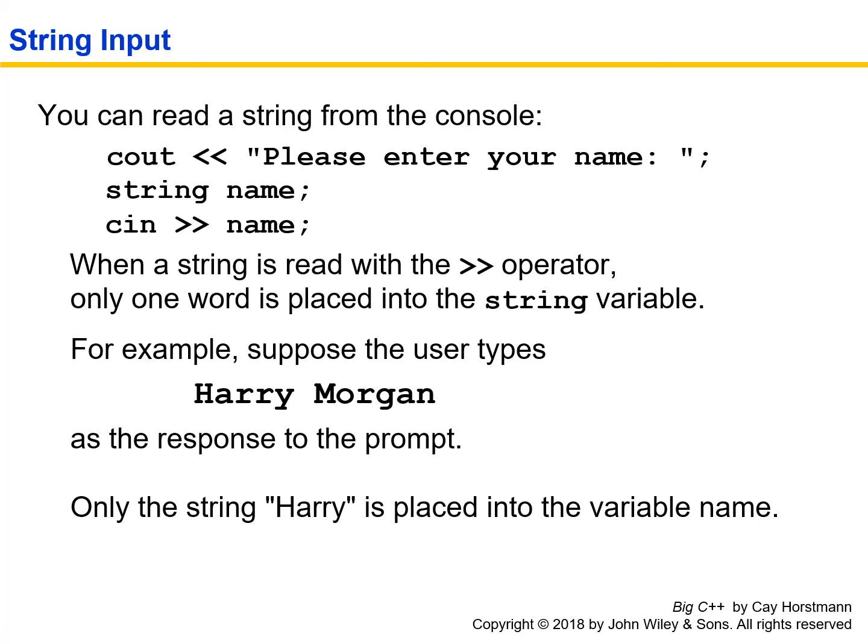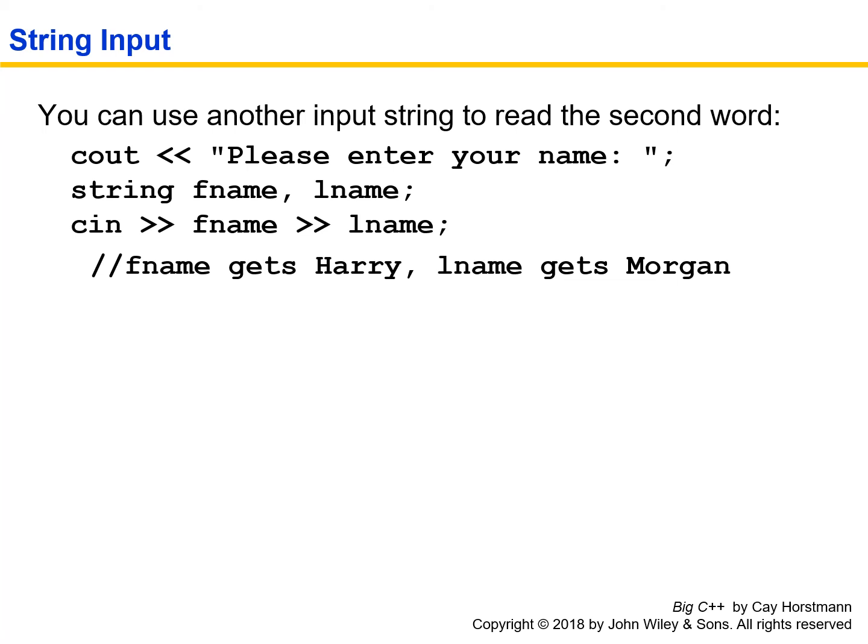Okay. You can read a string from the console, but when a string is read with the greater than operator, only the first word is placed into the string variable, because as you remember, the greater than operator looks for white space and then stops reading, because it's designed to read more than one value on a line. You can use the getline function if you want to read an entire line of text. Alternatively, if you want to read a first name and a last name, you can do the same thing we did with reading two numbers on a line and say cin greater fname greater lname.